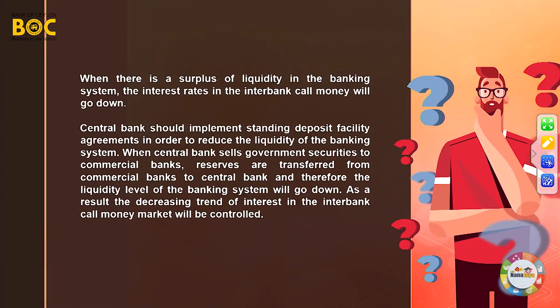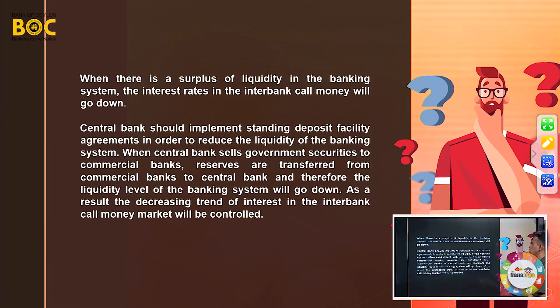The other way around, when there is a surplus of liquidity in the banking system, the interest rates in the interbank call money market will go down. Right. The central bank should implement standing deposit facility agreements in order to reduce the liquidity of the banking system. When the central bank sells government securities to commercial banks, reserves are transferred from commercial banks to the central bank, and therefore the liquidity of the banking system will go down, and the decreasing trend of interest in the interbank call money market will be controlled. So like this, you have to explain it for both directions. If there is a surplus of liquidity, what should the central bank do? And if there is a shortage of liquidity, what should the central bank do? Right.